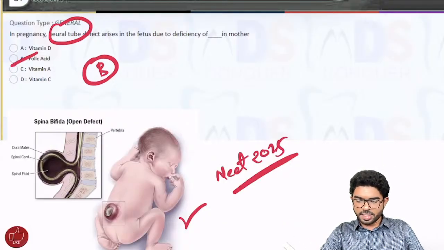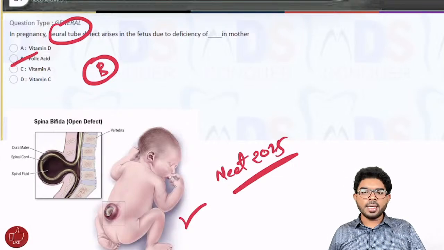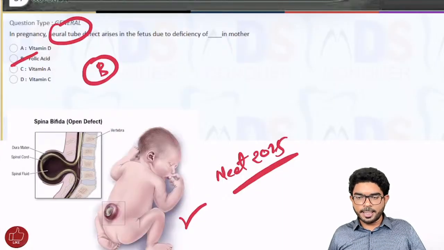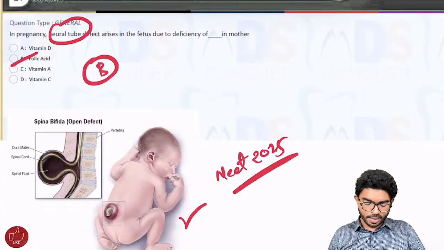If you have any of your sisters in the family who are pregnant, the gynecologist is going to prescribe this folic acid medication during their pregnancy period. That is mainly to prevent neural tube defects, and one of the most common neural tube defects seen in the case of folic acid deficiency of a mother, leading to abnormality in the baby, is spina bifida. A question on spina bifida was given in NEET 2025.